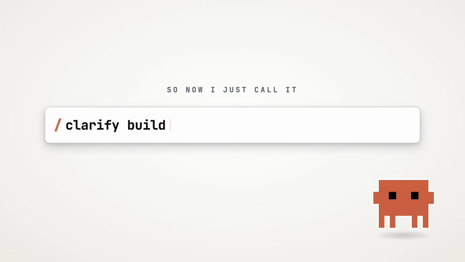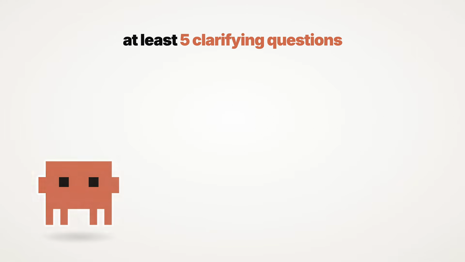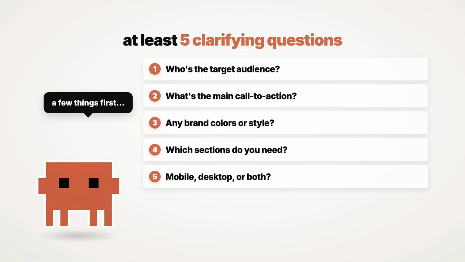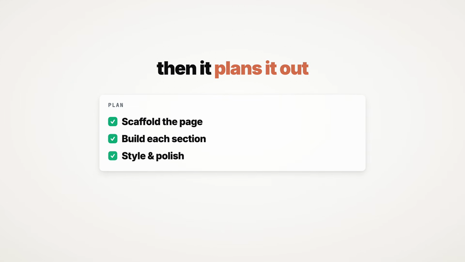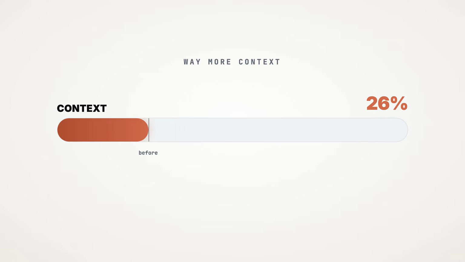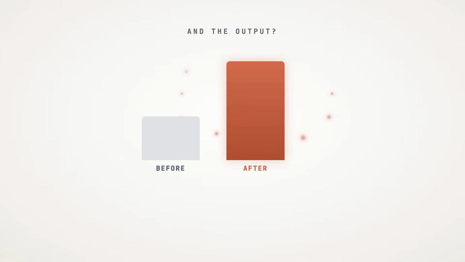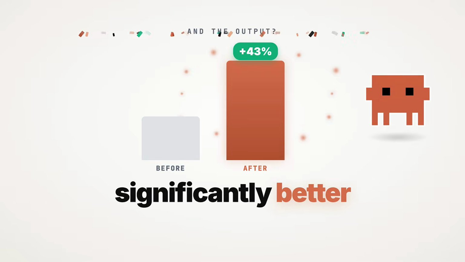When I call the / command and I give it a task, Claude is going to ask me at least 5 clarifying questions to fully understand my task. It's going to plan things out for me. But those 5 clarifying questions give it more context than it knew before. And because of that, it's able to give me this output that is significantly better. Matter of fact, the difference is night and day.